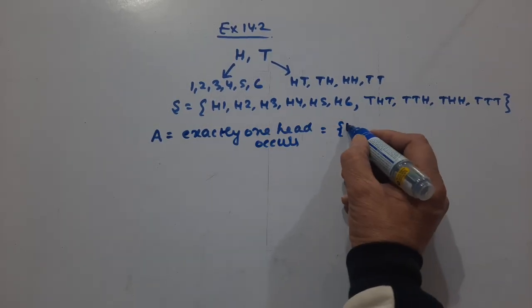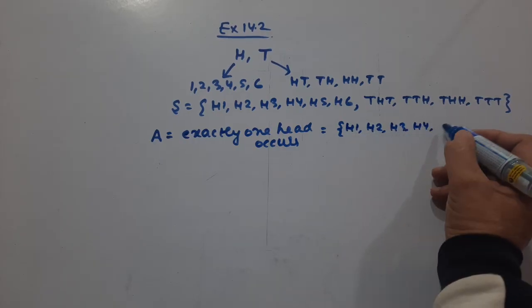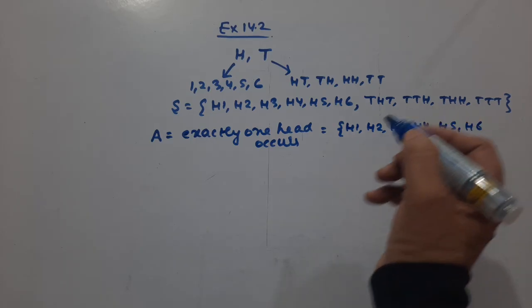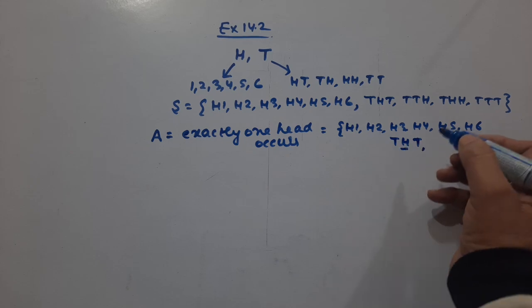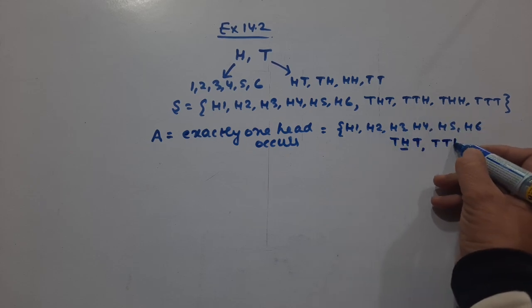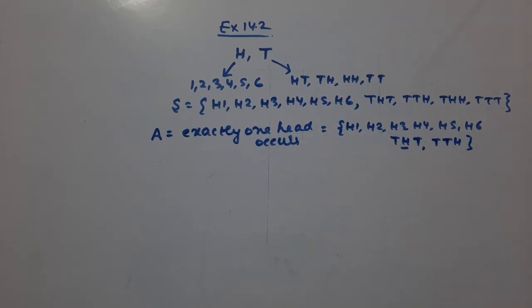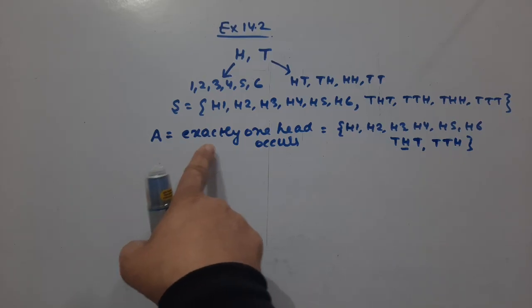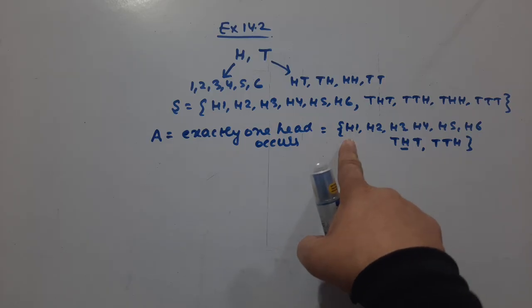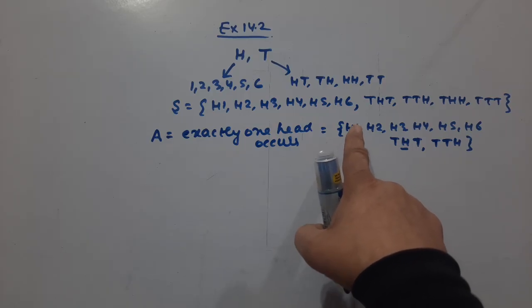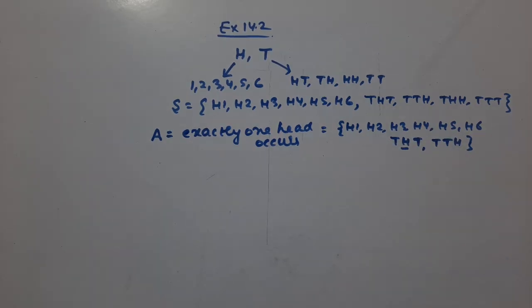Exactly one head. So we can write H1, H2, H3, H4, H5 and H6 and THT also, because here also exactly one head is occurring, and TTH, in this also we have only one head. So these are the points for event A. Event A is: exactly one head occurs. So we will write only those points in which we are getting only one head. So it will be H1, H2, H3, H4, H5, H6 and then THT and TTH.